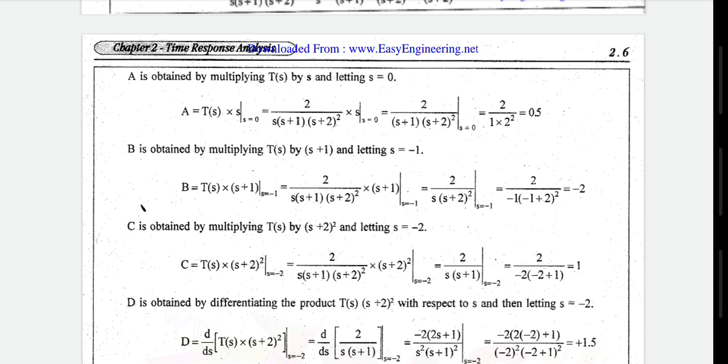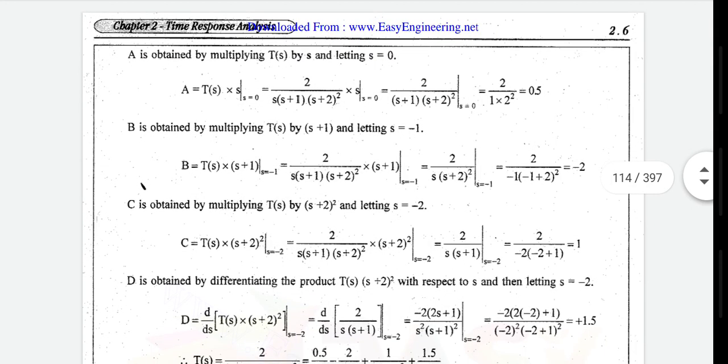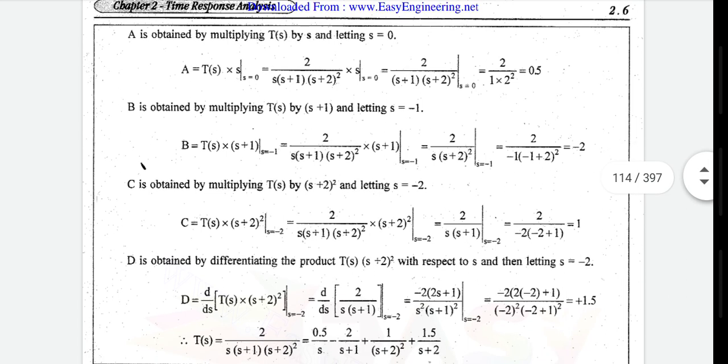2 by s into s plus 2 whole square, by letting s is equal to minus 1. So substitute s is equal to minus 1 in the above form. What will be the value? 2 by minus 1 into minus 1 plus 2 whole square. After solving this one, you will get the value as minus 2.